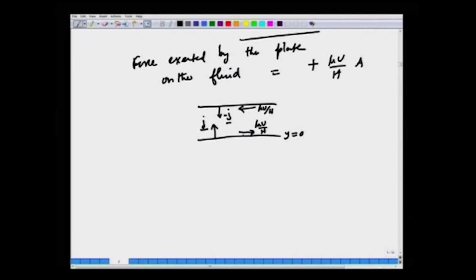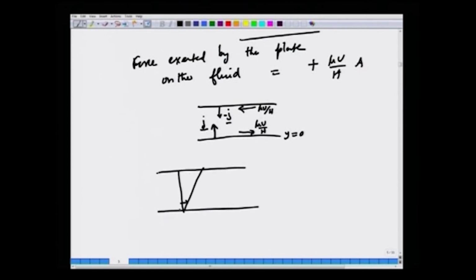The force exerted by the fluid on the bottom plate is in the plus x direction, which is mu u divided by h, whereas the stress on the top plate will be in the minus x direction. That is because the unit normal to the top plate is in the minus y direction, whereas the unit normal to the bottom plate is in the plus j direction.